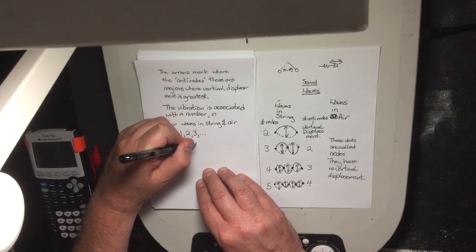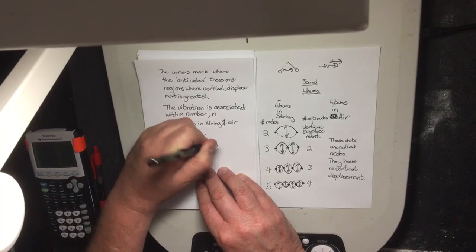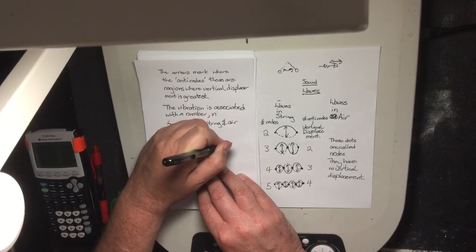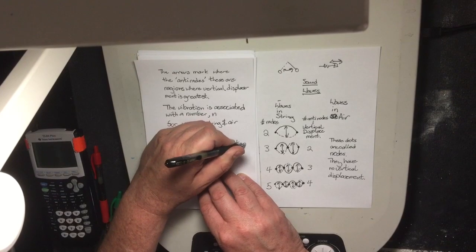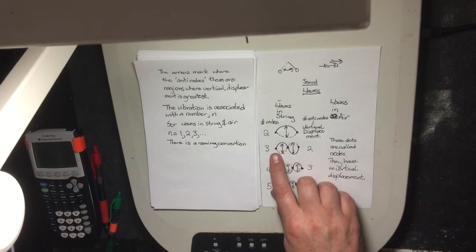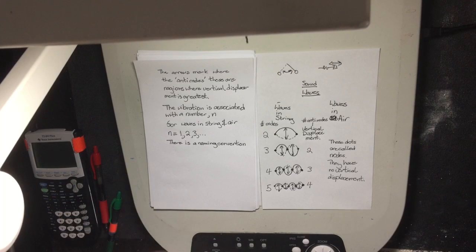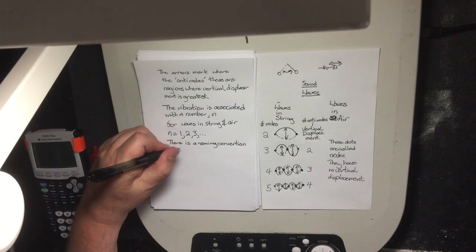There is a naming convention for this. Some people associate N, when you're thinking about a string, with the number of antinodes. So if you've got N equals 2, it has 2 antinodes and N plus 1 nodes. So N equals 2, antinodes is 2, nodes is 3.